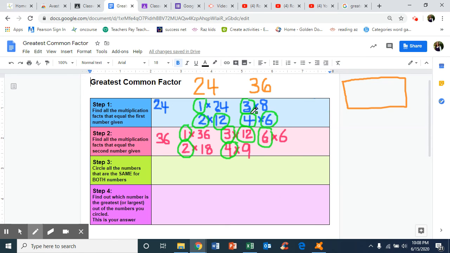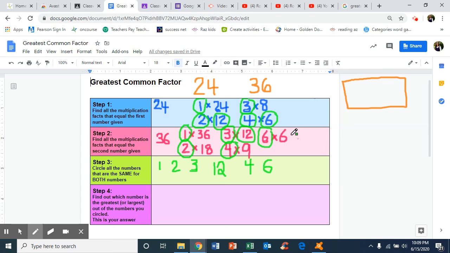What I like to do is rewrite the numbers just once because I think it's easier to see. So we have a 1. We both have a 2. I have a 3 circled. I have a 12 circled. I have a 4 circled and a 6.